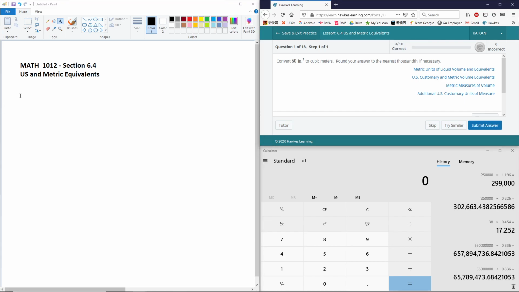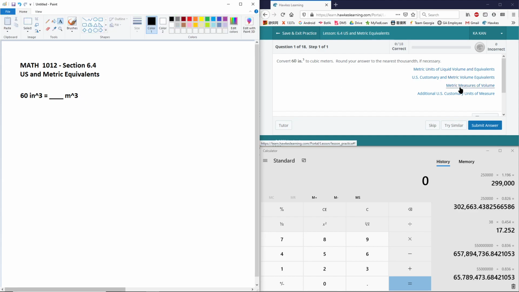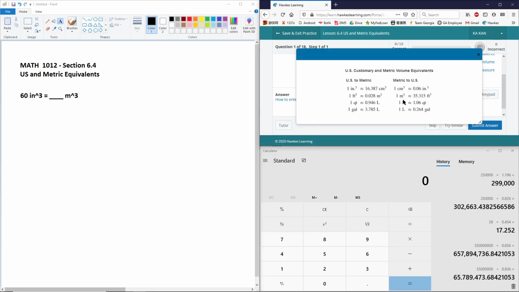Convert 60 cubic inches. You want to convert that into cubic meters. Now, it's better just to use the information over here on the right. This is probably the best way, since it's already attached to the homework. When you do your test, it's the same thing. It's going to be available, so you don't have to go back and forth looking for it.